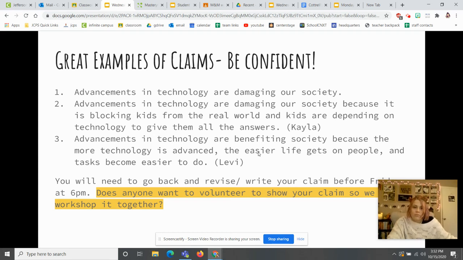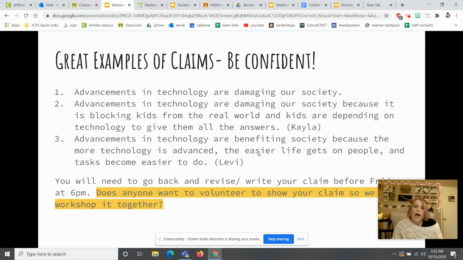Easy one is number 1. Advancements in technology are damaging our society. If you wrote that sentence, you would get 100%. Also for the opposite side, if you said advancements in technology are benefiting our society, you would get 100%. So it's super easy, but there is another step further where you can take it.